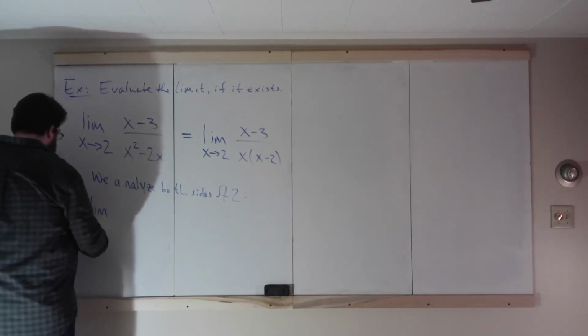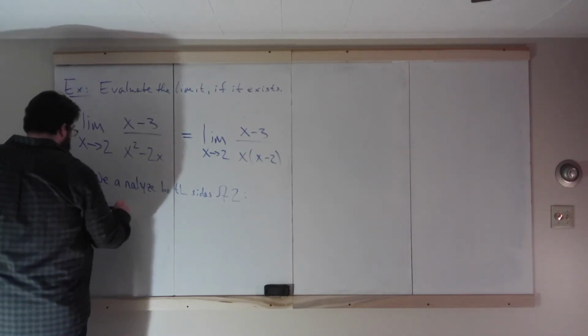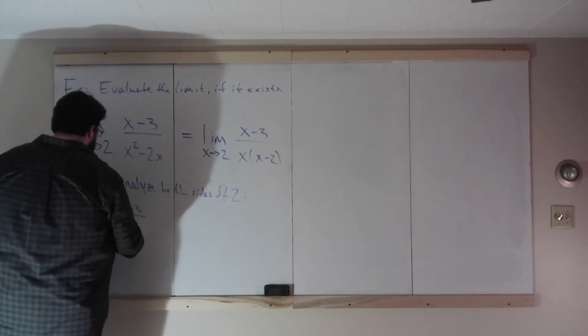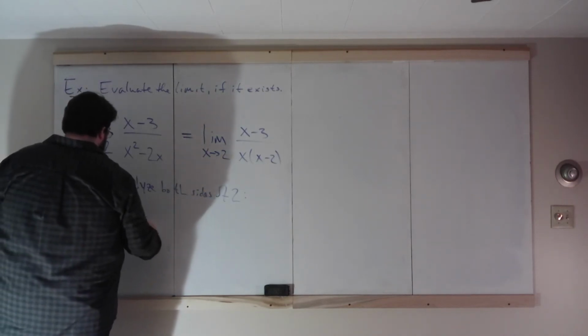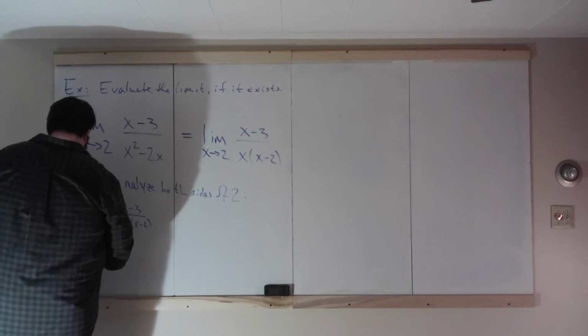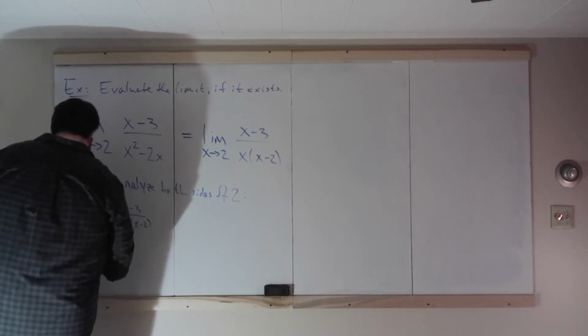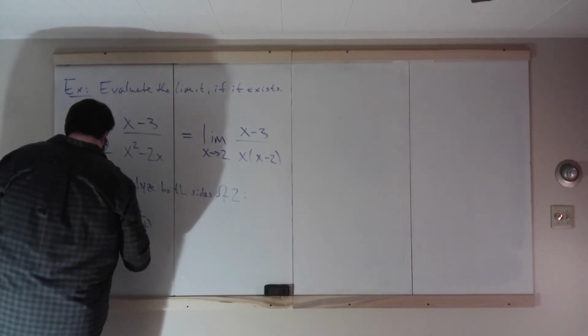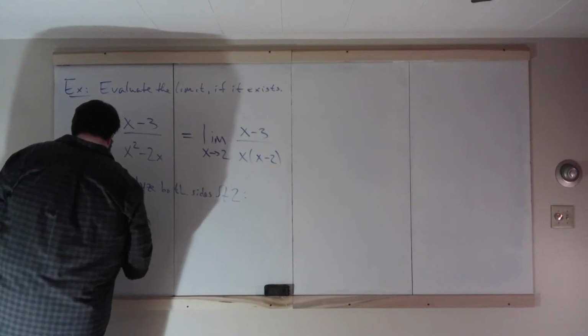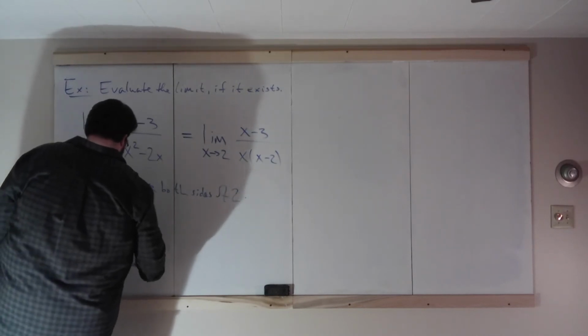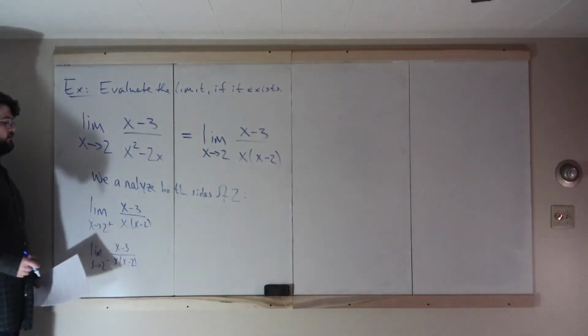And we'll do that here. Limit as x approaches 2 on the right of x minus 3. We'll use the factored form. We'll see why in a moment. And limit as x approaches 2 from the left of that. So let's do the limit on the right first.